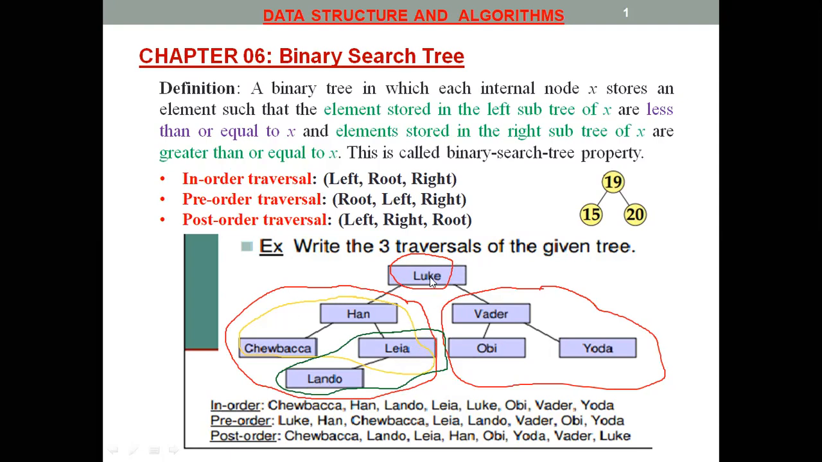This is also the first part, you write that root here. Then now we are going to solve this part. Okay, this part is very clear. You have to write the root first. Root is here, Vada, and then after the left is Obai, and then right is Yoda. Okay, root, left, and right. So Vada, Obai, and Yoda.